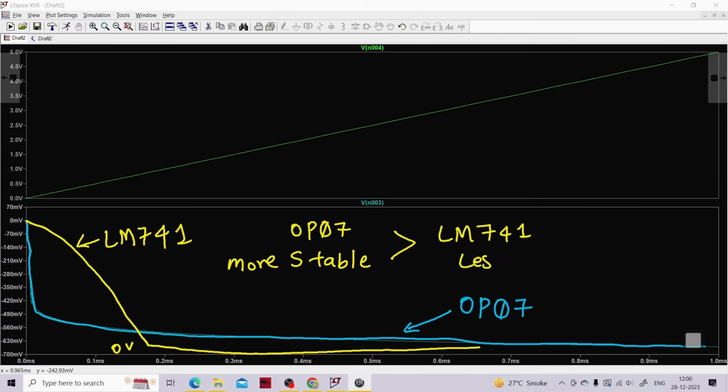Okay, less stable as compared to it. And when we see this, that is OP071, which is more stable as compared to LM741, what we can say is that this particular curve that we had obtained with this op amp, OP071, is quite closer to a logarithmic curve.